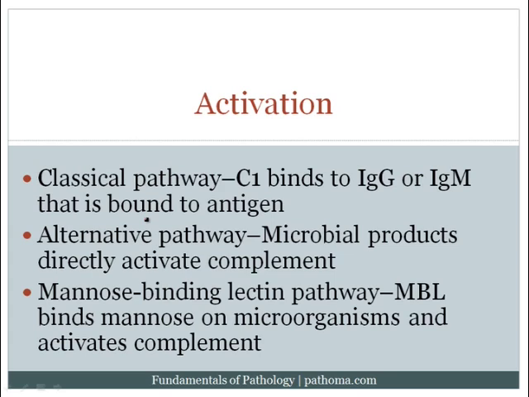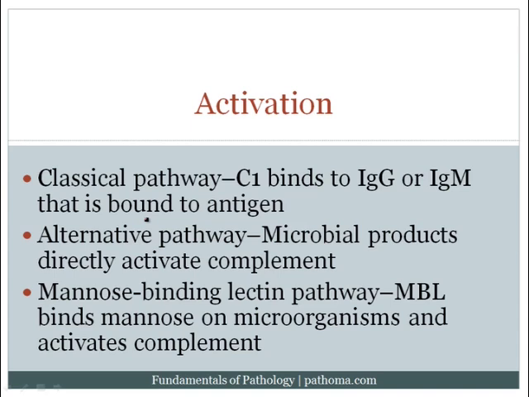The first is the classical pathway. In the classical pathway, C1, which is an early complement protein, binds to IgG or IgM, which is bound to an antigen. So if IgG or IgM gets bound to an antigen, C1 can bind to that bound antibody and then activate the complement cascade. Now that's called the classical pathway, and there's a famous mnemonic concerning this pathway: GM makes classic cars. So the company GM makes classic cars, and so IgG or IgM results in activation of the classical pathway.